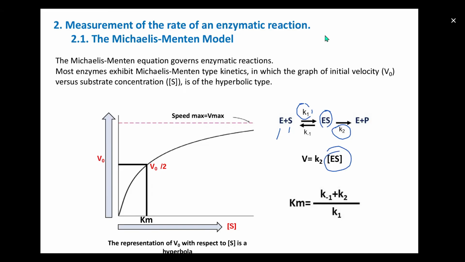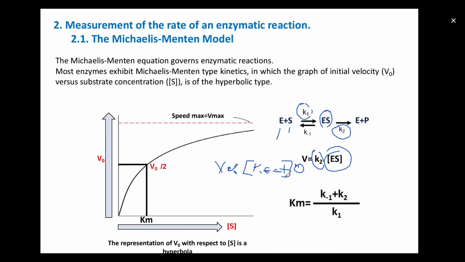We know that to get the rate of a reaction, we measure the concentration of the reactant. According to the law of chemical kinetics, the rate of the reaction is directly proportional to the concentration of the reactant raised to the power of n, where n stands for the order of the reaction. In this case, the rate of the reaction, which is V, is directly proportional to the concentration of the enzyme substrate complex, and K2 stands for the rate constant.